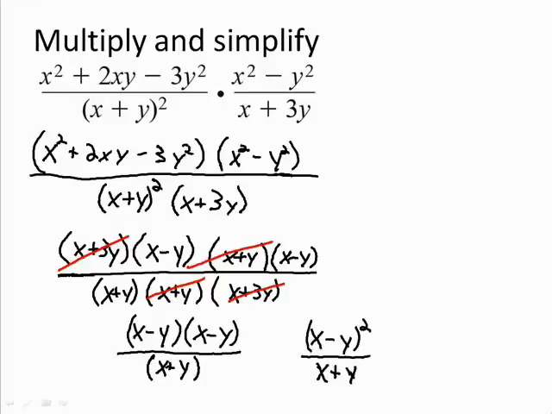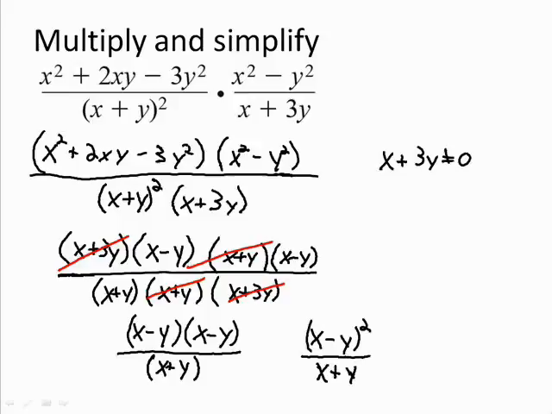This expression has to have the same domain as the original expression. You took an x plus y and an x plus 3y out of the denominator of this expression. When either of these factors is equal to 0, the denominator is equal to 0 and the expression is undefined. So neither of these factors can be equal to 0. There is already an x plus y in the denominator of the simplified expression, so there is no need to specify that x plus y cannot be equal to 0.